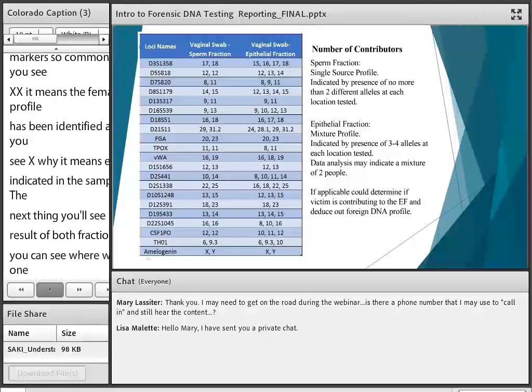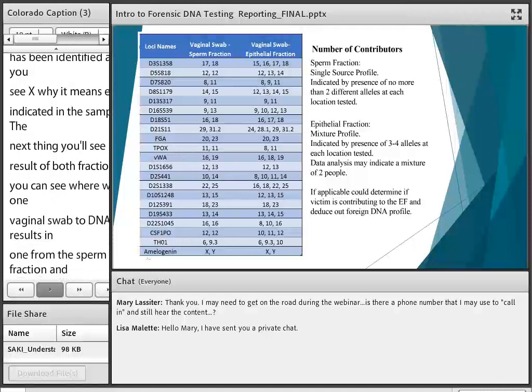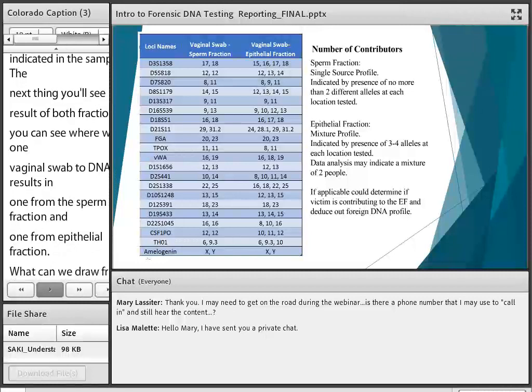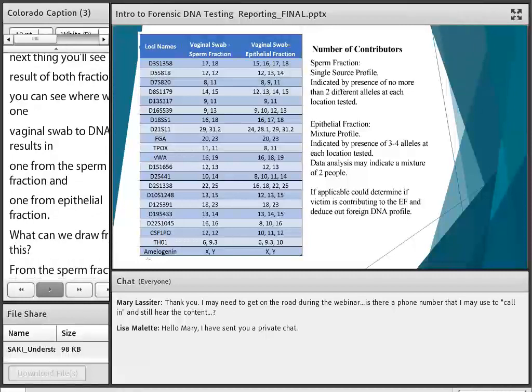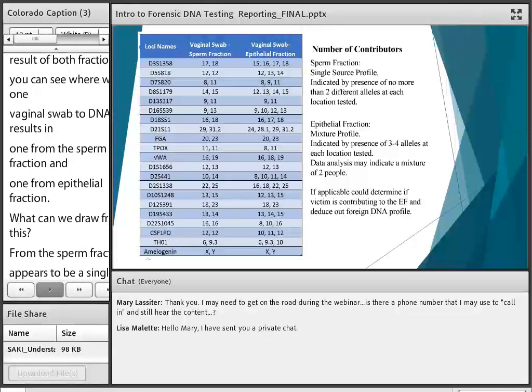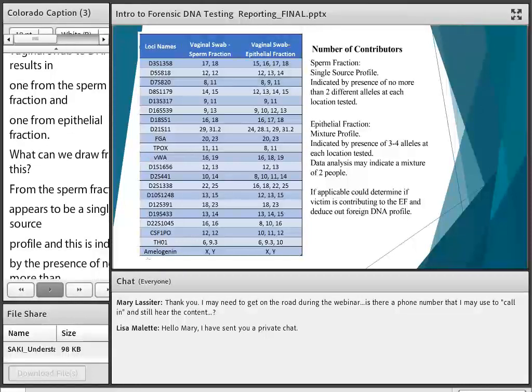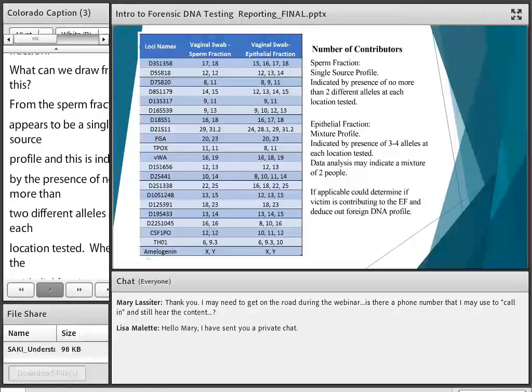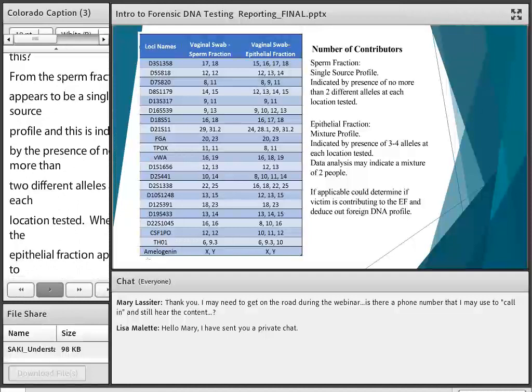So what can we draw from this? From the sperm fraction, it appears to be a single source profile. This is indicated by the presence of no more than 2 different alleles at each location tested, whereas the epithelial fraction appears to be a mixture. And this is indicated by the presence of 3 to 4 alleles at each location tested. Due to this, the data analysis may even indicate that this is a mixture of 2 people.